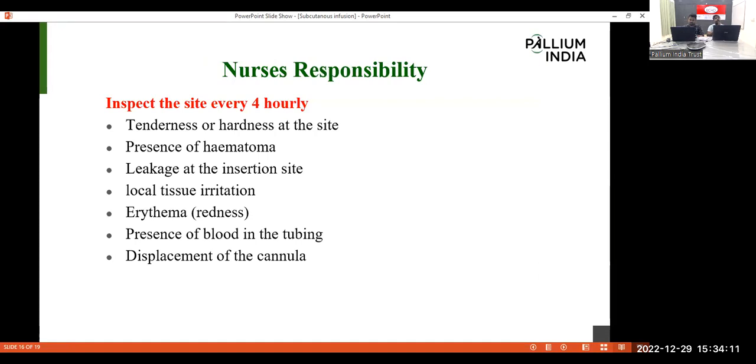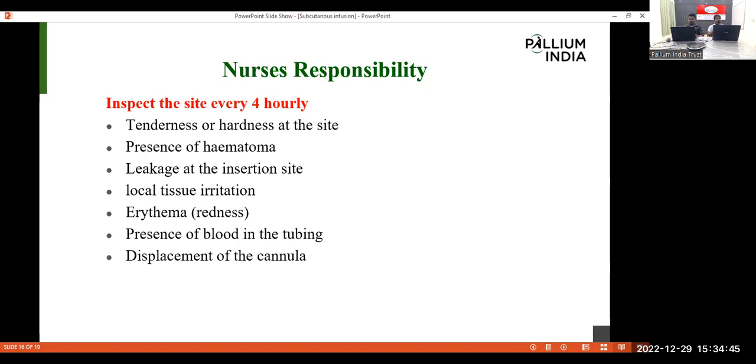First one, as I already told, after placing the subcutaneous needle on that area, or after starting or giving the infusion, every 4 hours we need to inspect the area. These are all the things we need to address while inspecting the area once every 4 hours. First, if there is any tenderness or hardness at the injection site, whether it is there or not, we need to inspect it and address it.